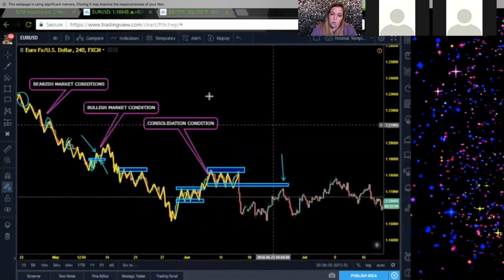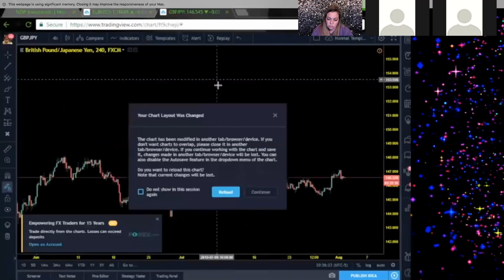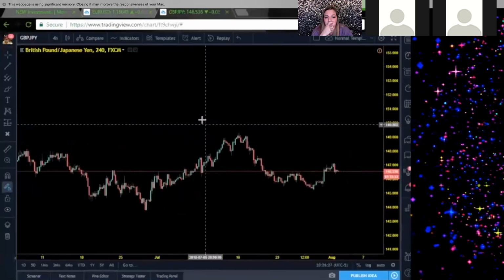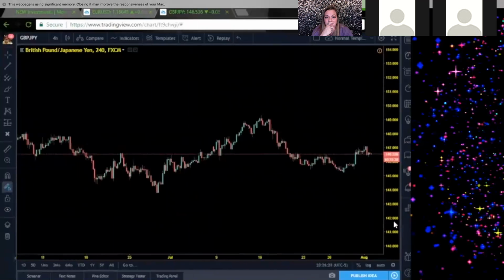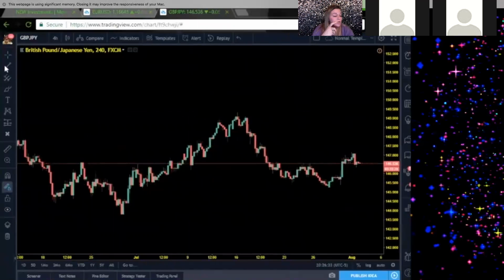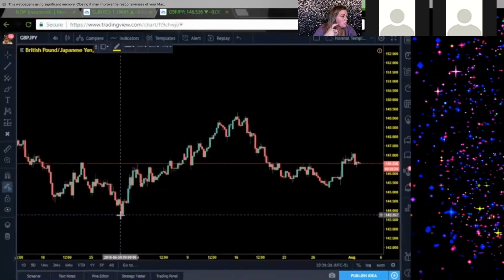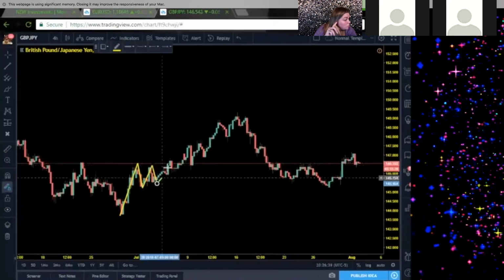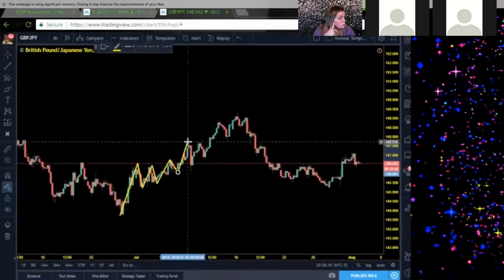Okay, so let's go pull up GJ. Let's talk about GJ. Everyone's asking about entries. I'm going to give you guys a little foreshadowing here on how entries work. We are in a bullish trend.